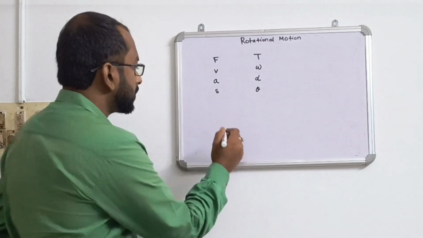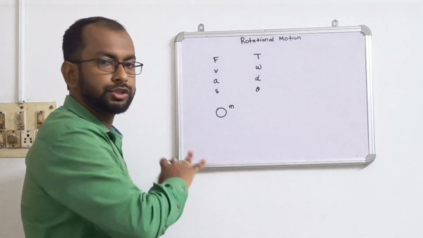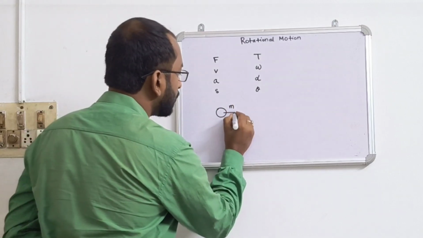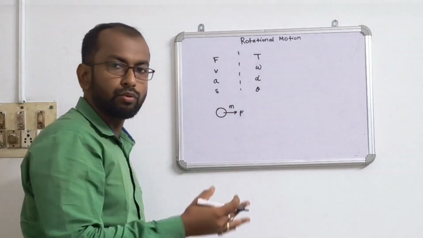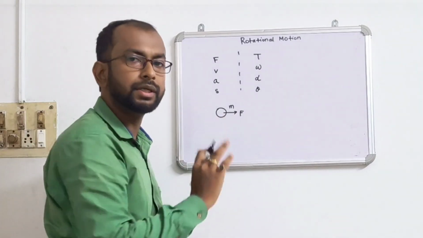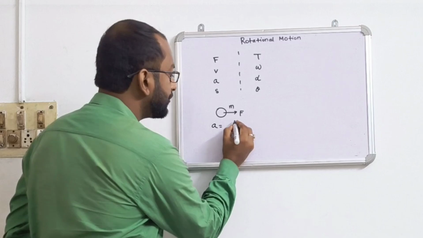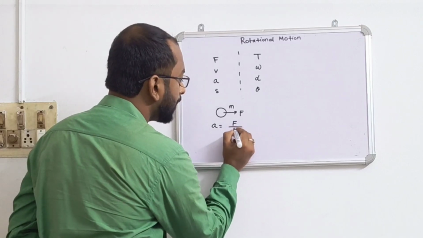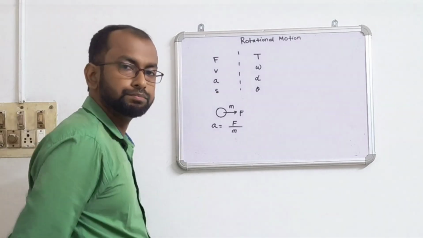So right now, suppose one mass is there, which is free to slide, free to go anywhere. I am applying one force in the linear motion case. What will happen to this mass? This mass will get some acceleration. So acceleration we can get by dividing the force by the mass, or you can call it inertia also.